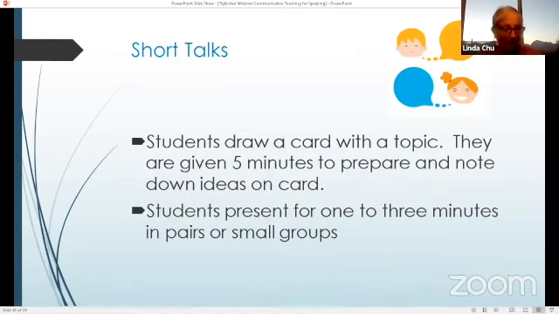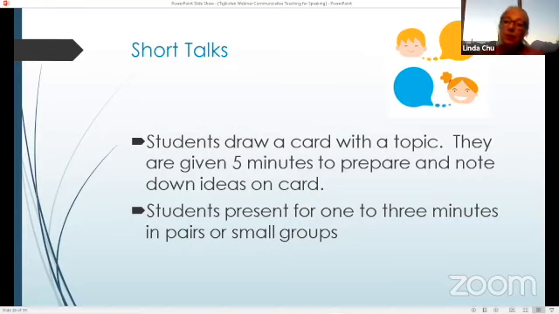Short talks. This one is great for students either at the very beginning of class as a warm-up activity, or it can be a review of something that you have taught the students. We're going to have topics on cards, like you can use little index cards or even pieces of paper if you don't have that. And they have a topic that you would like the students to talk about.